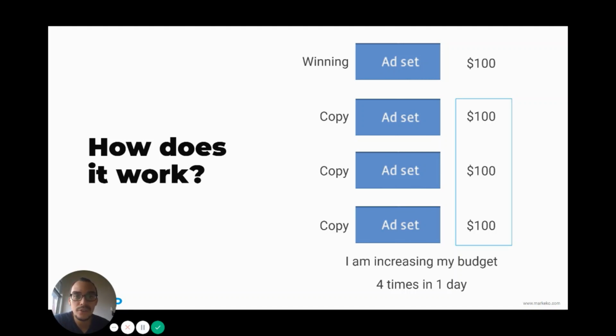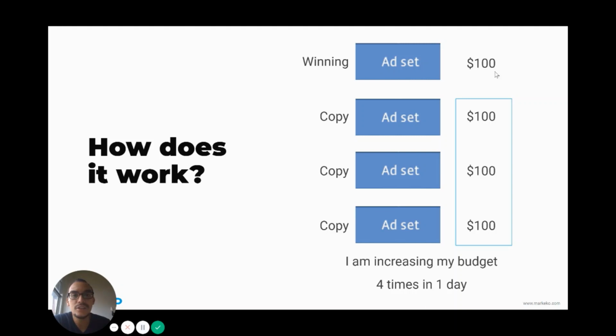I'm under my cost of acquisition, right? So what I basically do is, instead of increasing the budget to that ad set, which is vertical scaling, with horizontal scaling I duplicate that ad set. By duplicating the ad set, I'm increasing my budget by however many times I'm duplicating that ad set, right?